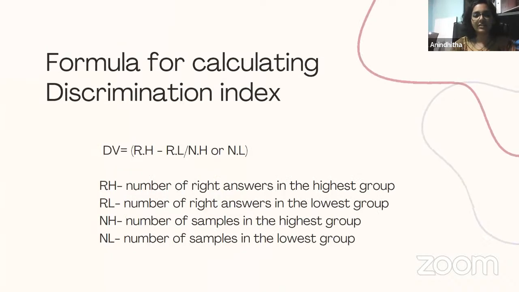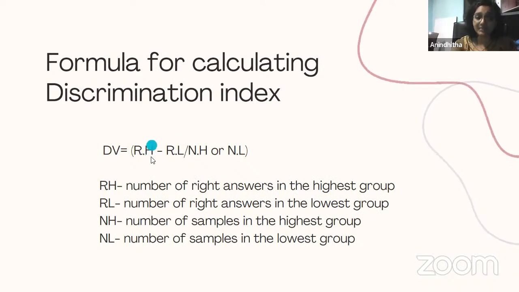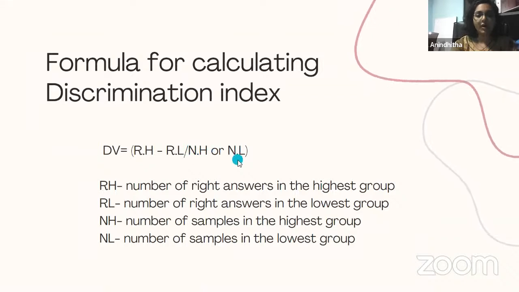So moving on to the formula here. The only difference you can see between this and the other formula is that there's a minus in the numerator. So the number of right answers in the highest group minus the number of right answers in the lower group, divided by the number of people in the higher group or the number of people in the lower group. So we're only going to consider this or that. There's not going to be a plus in the middle, right? We're trying to differentiate between those who are in the higher and the lower group, so the symbol changes to minus, and we consider either one or the other number for our denominator. Does that make sense?